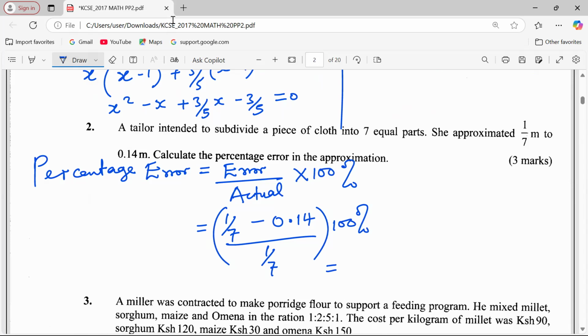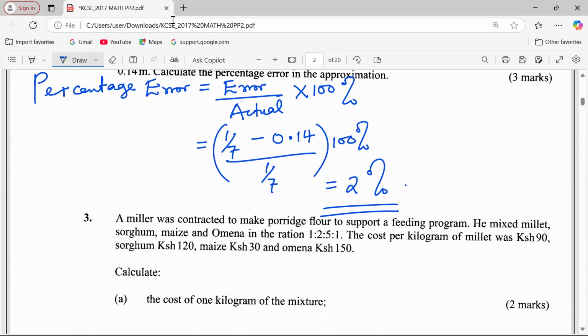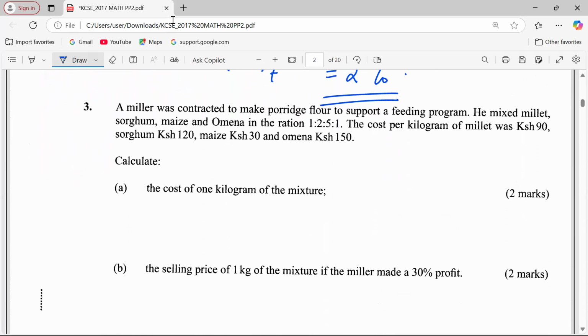So 1/7 minus 0.14 divided by 1/7 multiplied by 100, I'm getting exactly 2%. So I've used the calculator there. You just subtract 1/7 minus 0.14, then you divide by 1/7, then you multiply by 100, and you get your answer. Look at number 3.